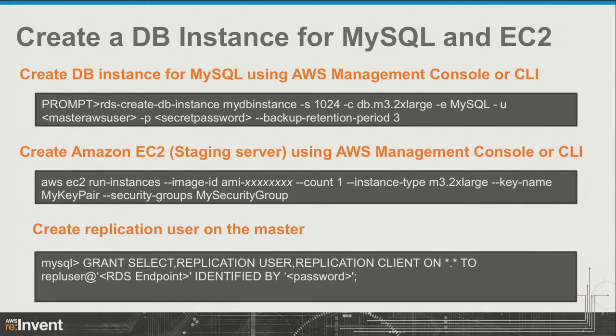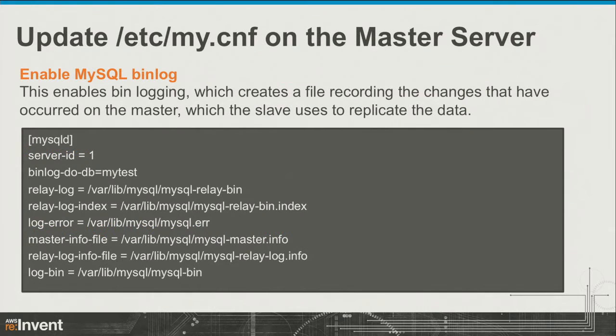And then I created the staging database, the staging server. I used the CLI to do that. Once you're done creating the RDS MySQL and the EC2 staging, you go to the master and create a master user and grant access to select another application in the master database on premise. Once you do that, you basically update your etc my.config.